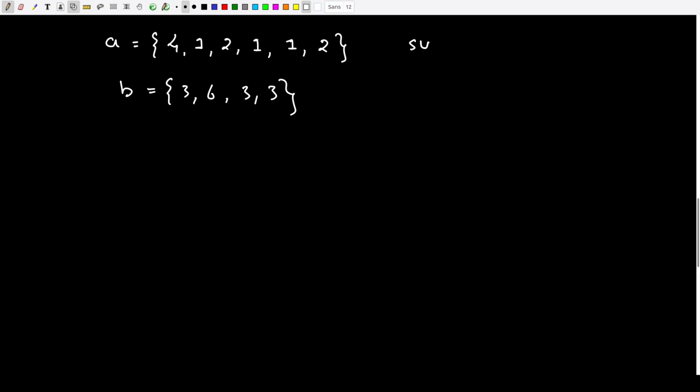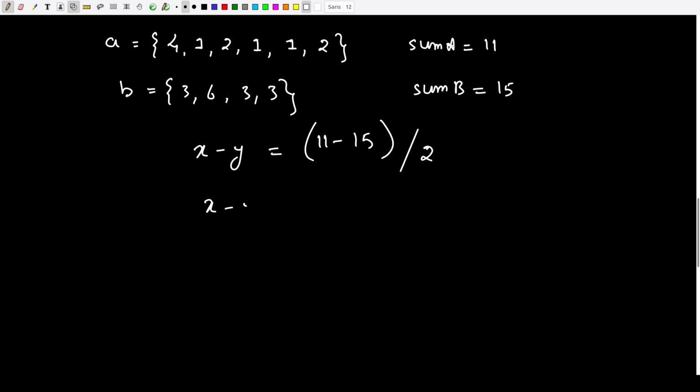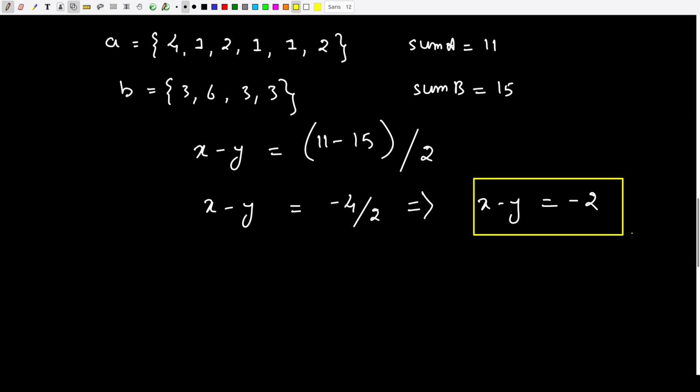In order to do so, let us take some examples. Let us say our array A is this and array B is this. Now as we know, the sum of array A is 11 and the sum of array B is 50. Now as per our equation, what we want to find out is X minus Y, which is equal to (sum of A minus sum of B) divided by 2, which simply means X minus Y is equal to minus 4 divided by 2, which simply means X minus Y is equal to minus 2. So we want to find a pair X and Y such that the difference between these two is minus 2.